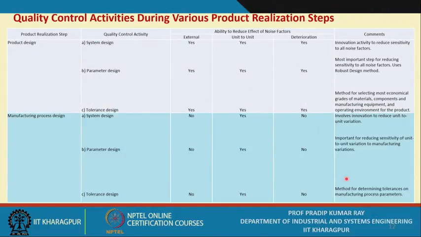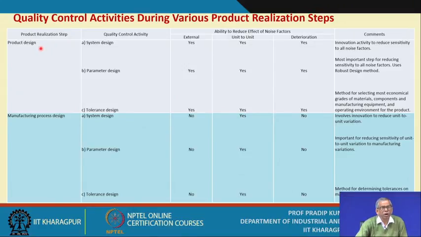Okay. Now before I conclude this session, I will refer to the quality control activities during various product realization steps. What is this product realization stage? First is the product design, which we have already mentioned. The second stage is the manufacturing process design. The third one is the manufacturing, and the fourth one is the customer related activities. So these are the four product realization steps we have.